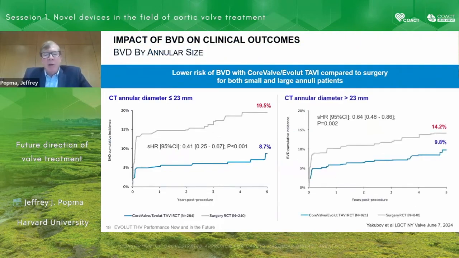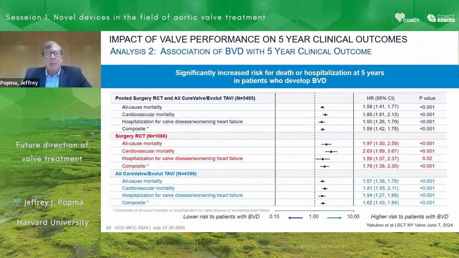We also found a very important finding too. It wasn't just the small annuli, although there was a larger effect in the small annuli, but patients who had a CT annular diameter of over 23 also had a beneficial reduction in bioprosthetic valve dysfunction: 9.8% with CoreValve, and 14.2% with surgery.